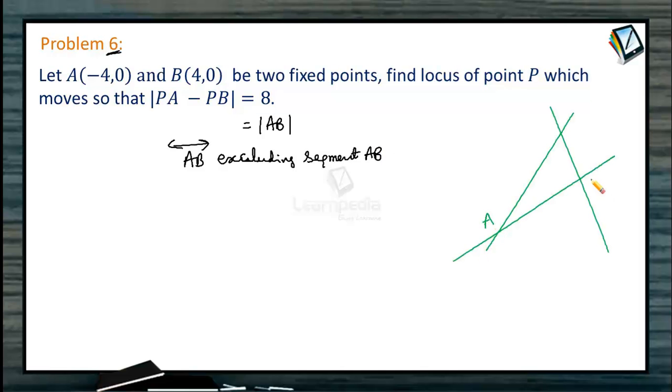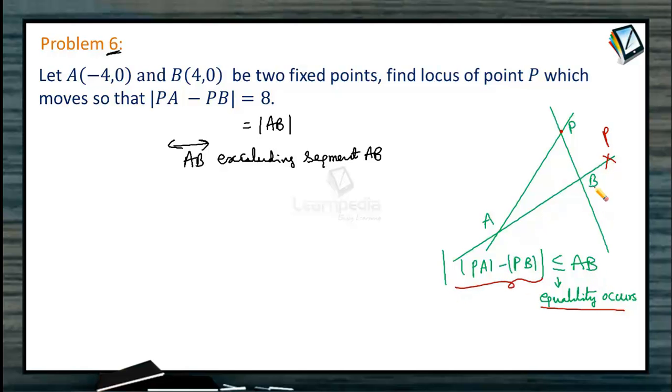Consider a triangle ABP. Now the triangle inequality says the difference of any two sides is always less than or equal to the third. That is, PA minus PB is always less than or equal to AB. This equality occurs when P is collinear with AB, so that we can see AP minus PB will be exactly AB. The maximum of this is itself AB, then P should lie on the line AB, excluding the points which are between A and B.